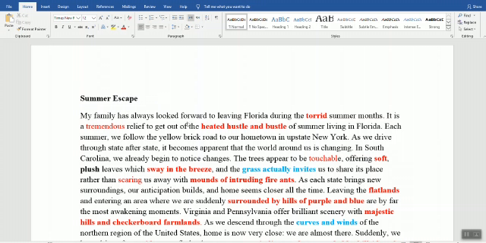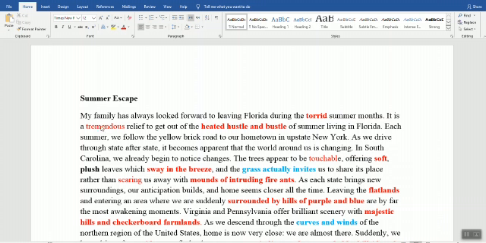My family has always looked forward to leaving Florida during the torrid summer months. Now, in this particular essay, I have highlighted the words to show the use of figurative language and the use of sensuous language. The words highlighted in red are sensuous words, the words highlighted in blue are different figures of speech used. Now torrid summer months, torrid means extremely hot. Now you see, it's not just been said summer months, it's been said torrid months, which are unbearable.